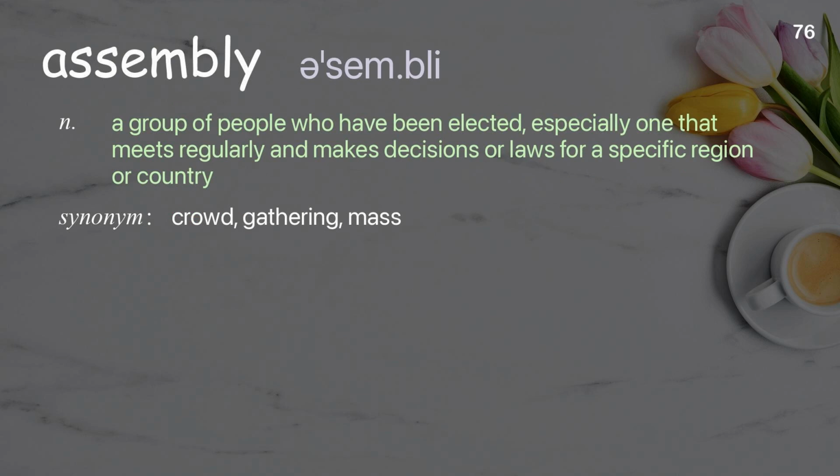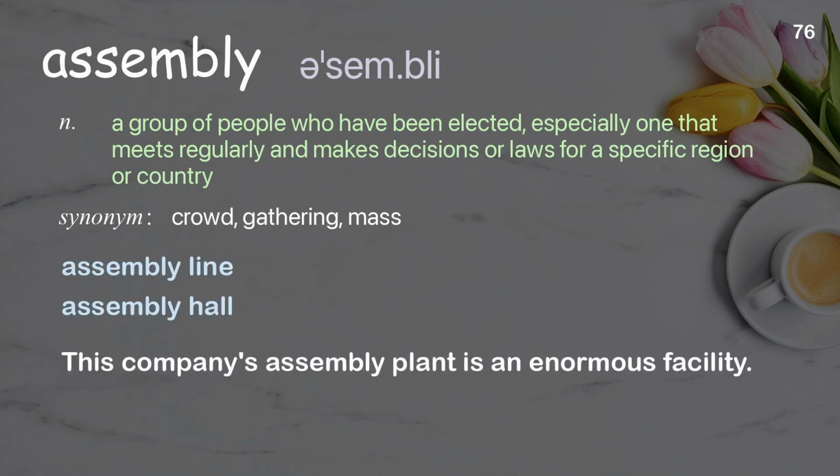Assembly. A group of people who have been elected, especially one that meets regularly and makes decisions or laws for a specific region or country. Examples: Assembly line. Assembly hall. This company's assembly plant is an enormous facility.